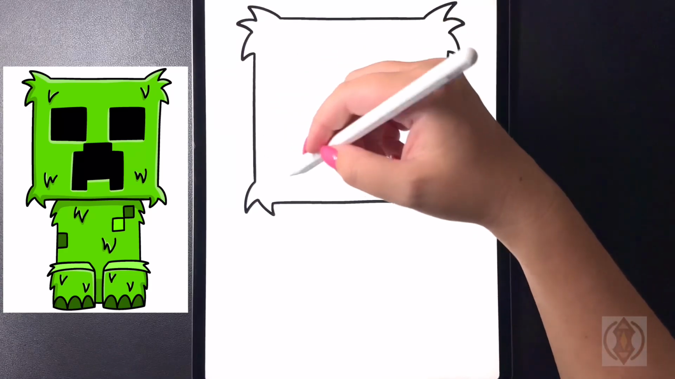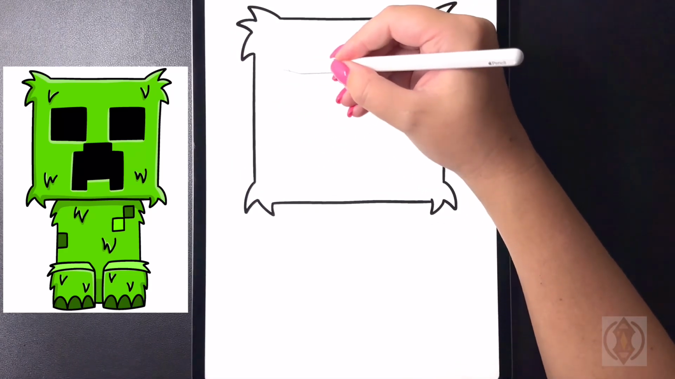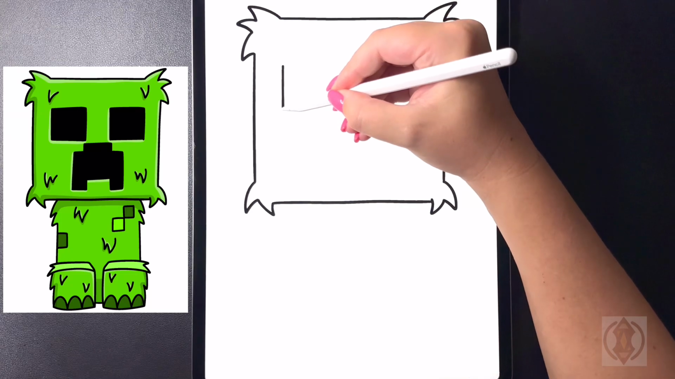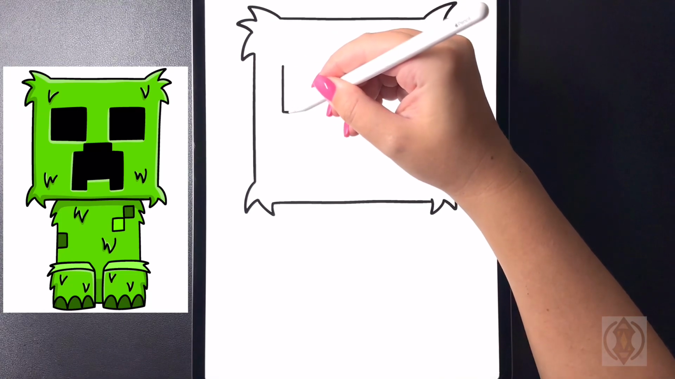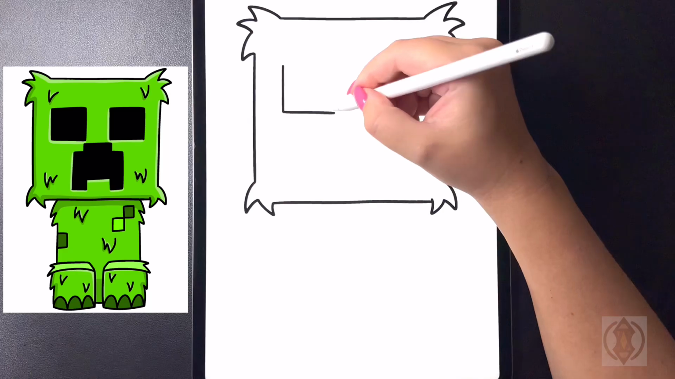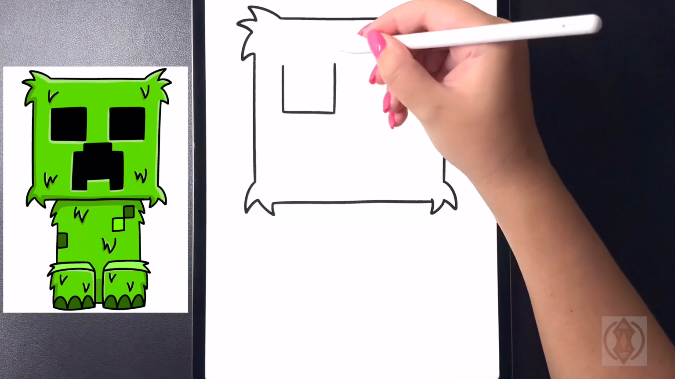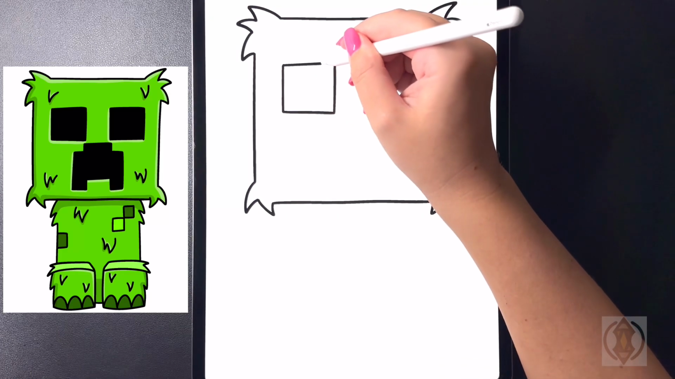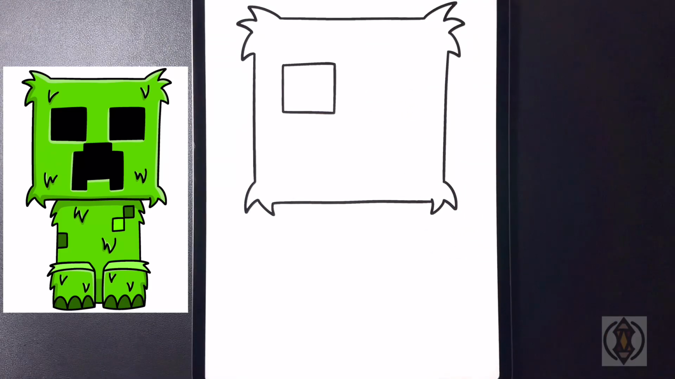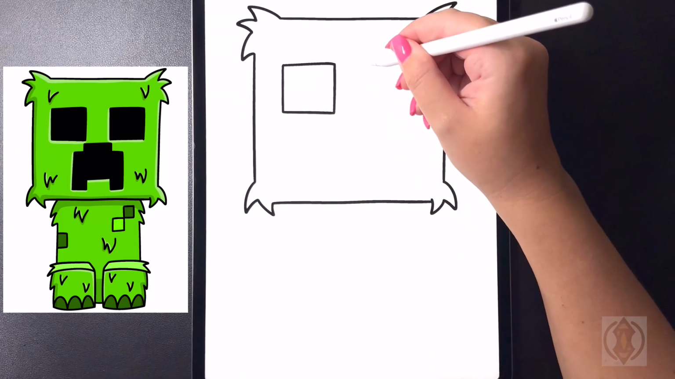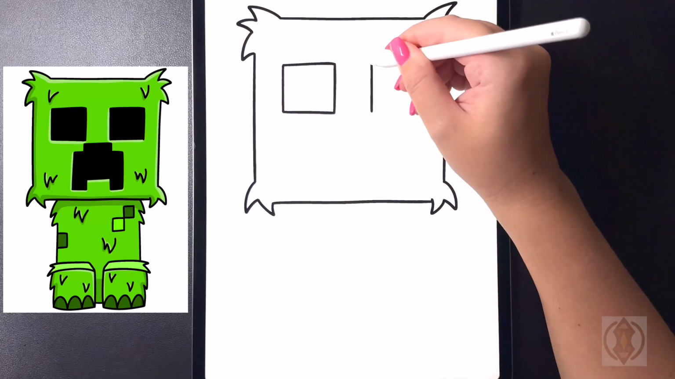Now moving in towards the center of our face, let's draw in our eyes. So on the left-hand side, we're going to draw in a square. And now let's leave a gap coming over on the right and just replicating that, drawing that at the exact same size.